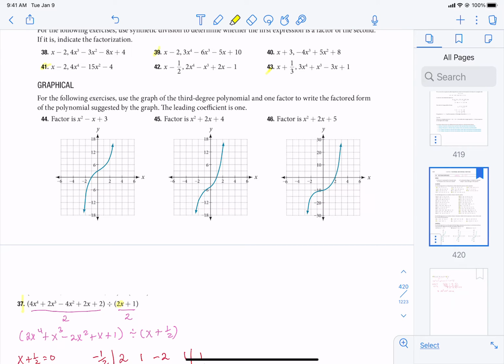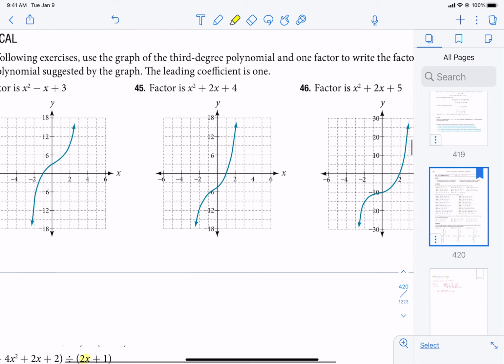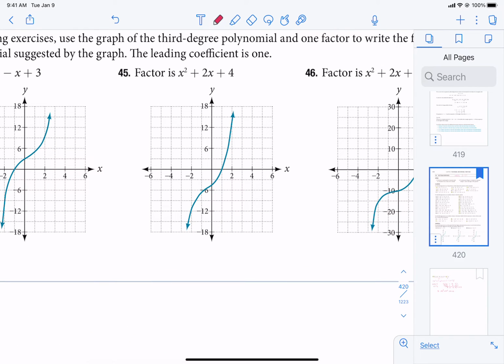Now 45 says that we have a third degree polynomial that's shown, and one factor. And it says we want to write the factored form of the polynomial suggested by the graph. And the leading coefficient is 1. So the a value is 1. For all of these, the a value is 1.